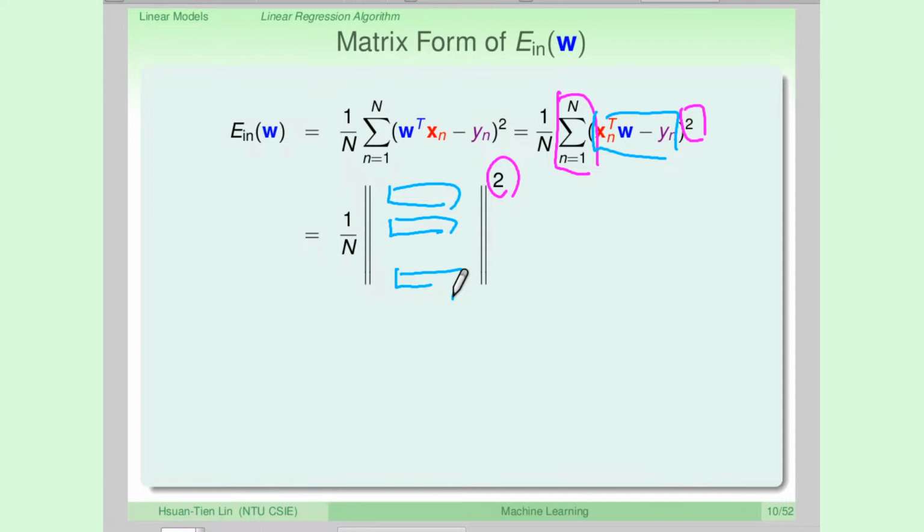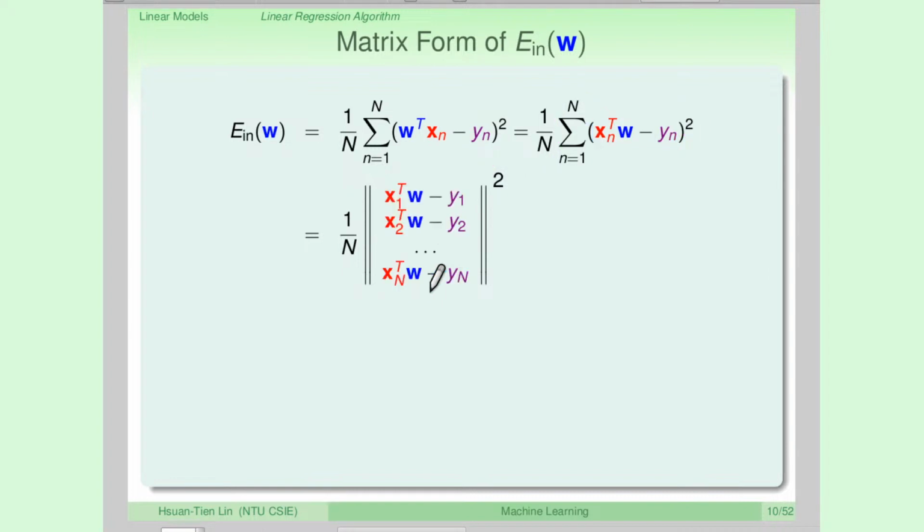So nothing too special, I just write down x1 transpose w, x1 transpose w, and then there's minus y1. That's the first component I want to put in here. And there's minus y2, and so on, until minus yn. There's x2 transpose, there's xn transpose, and there's w, w, w. So I'm just writing down things by definition.